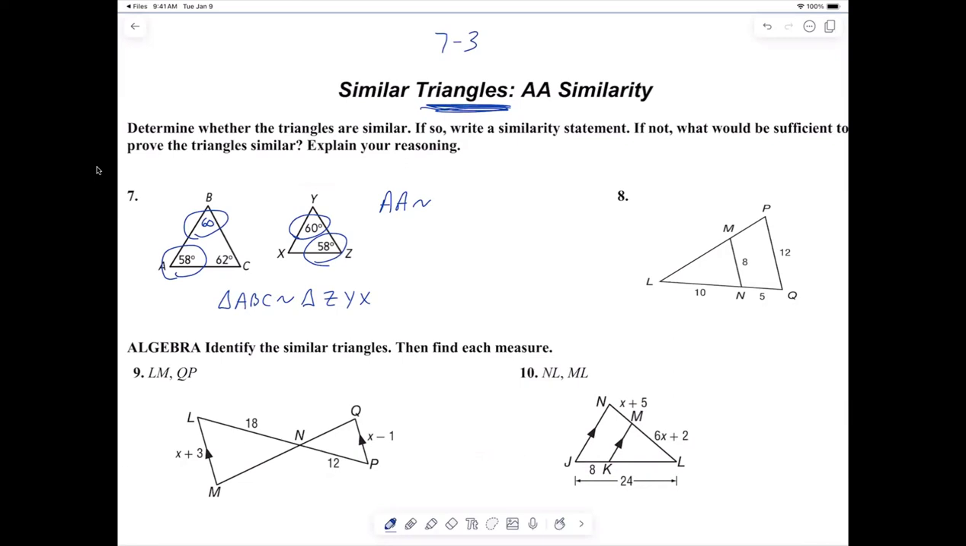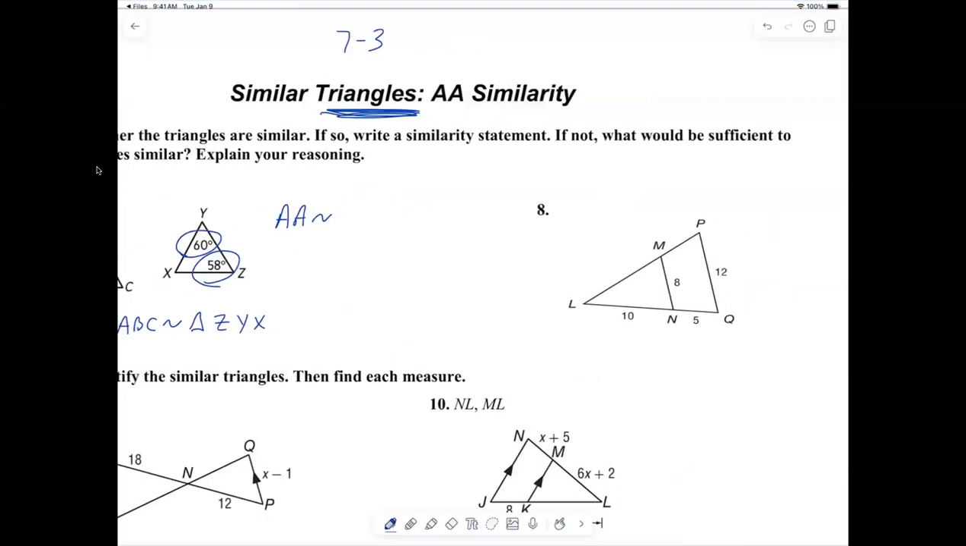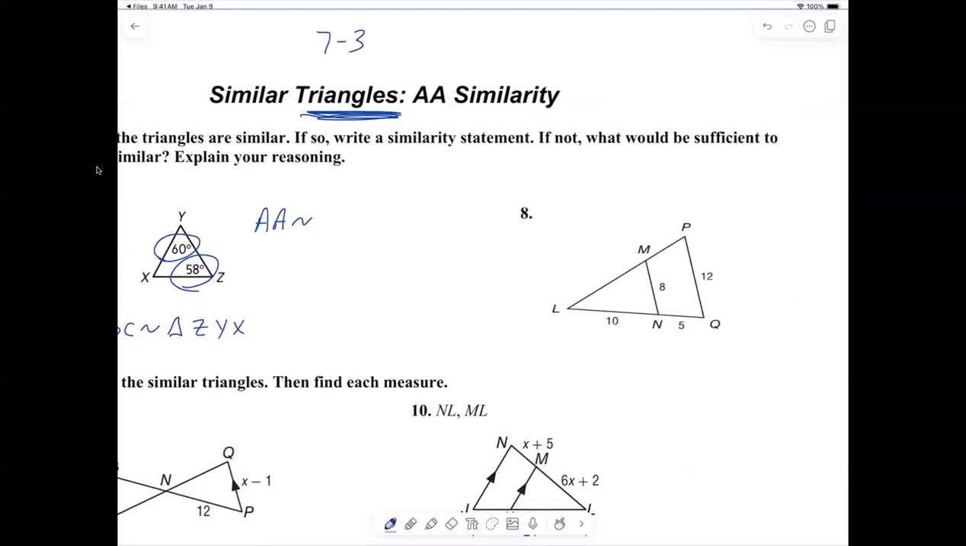Is LMN similar to LPQ? Yeah. How do I know? Or how do I not know? What is the only way we know to prove triangles similar again? Angle. So we agree that angle L corresponds to angle L, right? Is M congruent to P? How do I know? Well, how do I know they're parallel? That's a good point.